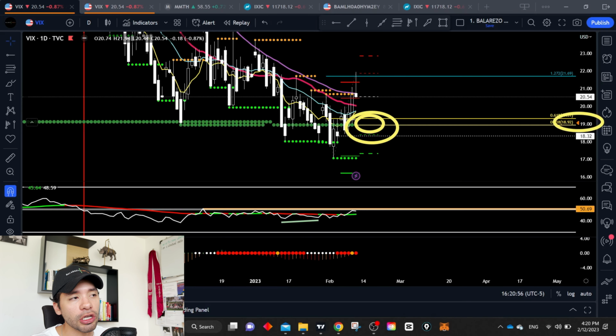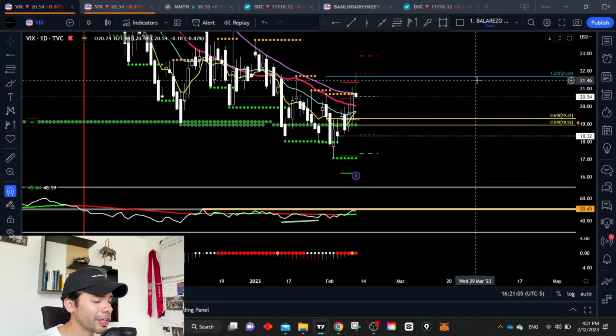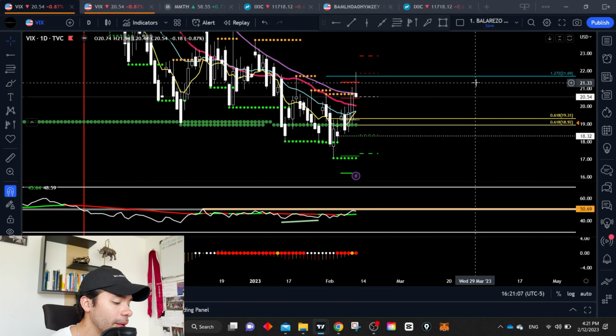So that's going to be the expectation for next week, and then we're going to take it day by day. But that's the expectation for this level to act as resistance, and then a move back down to support. So the next chart that I want to share is going to be the VVIX.